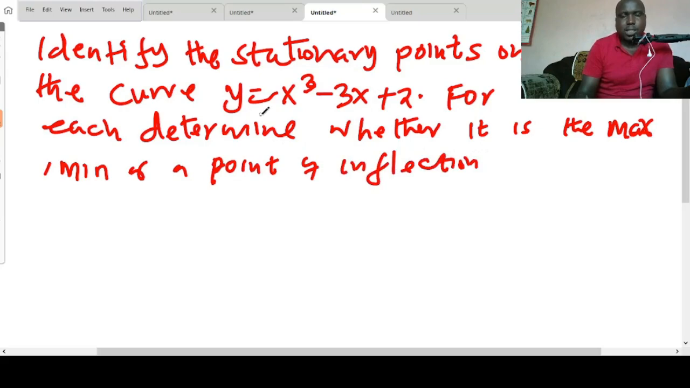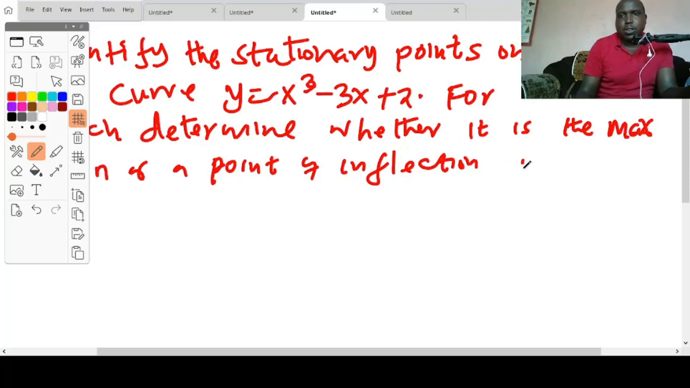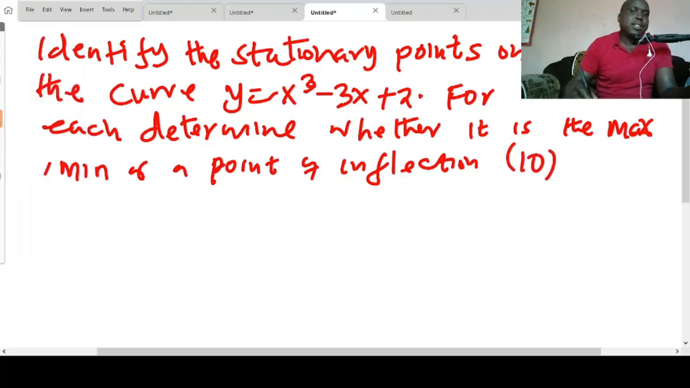So this question contains 10 marks. That's paper 1. We expect a question of this nature in paper 1, section B. So let's see where we start.